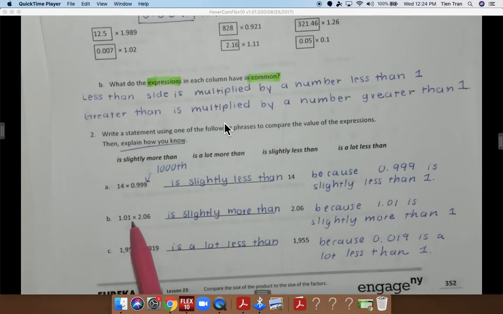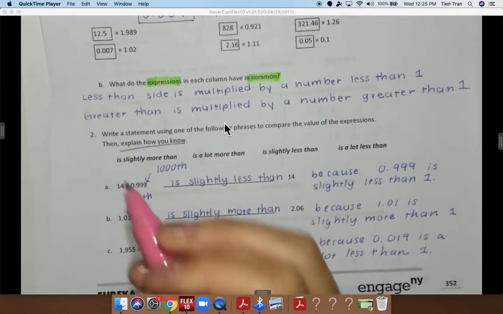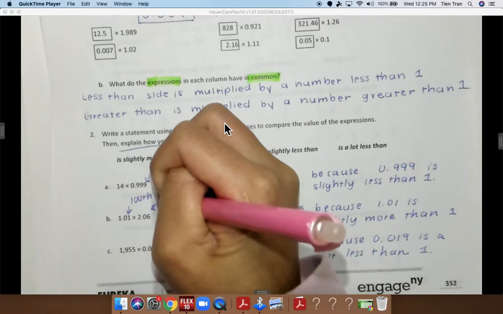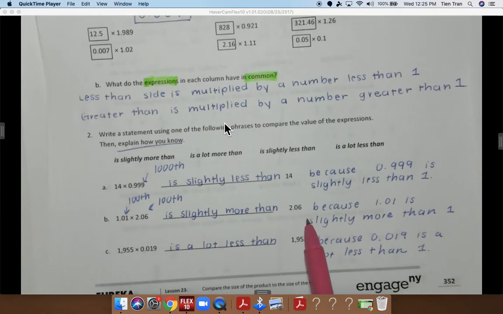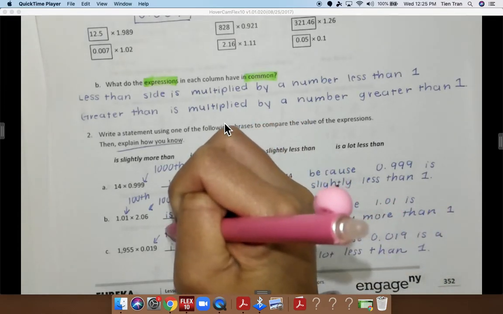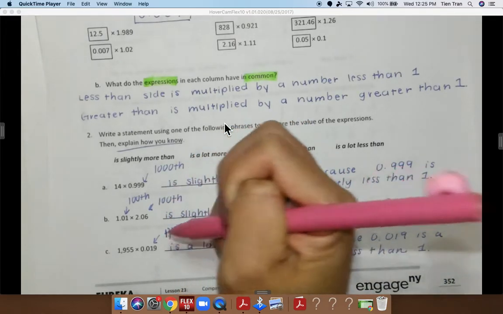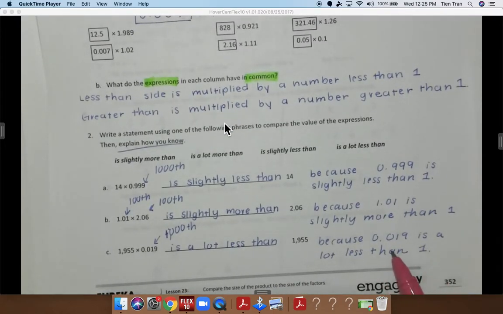1.01, or 1 and 1 hundredths, times 2 and 6 hundredths is slightly more than 2 and 6 hundredths because 1.01 is slightly more than 1. 1,955 times 19 thousandths is a lot less than 1,955 because 19 thousandths is a lot less than 1.